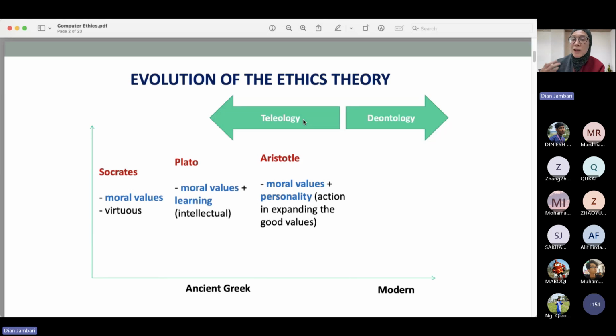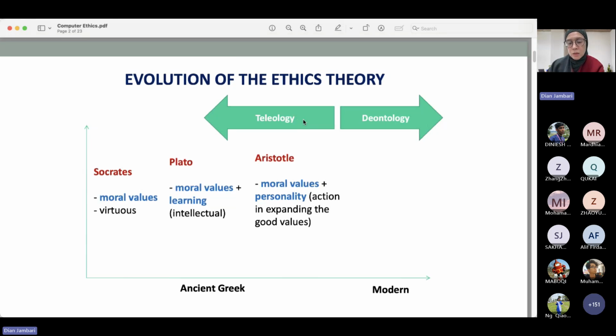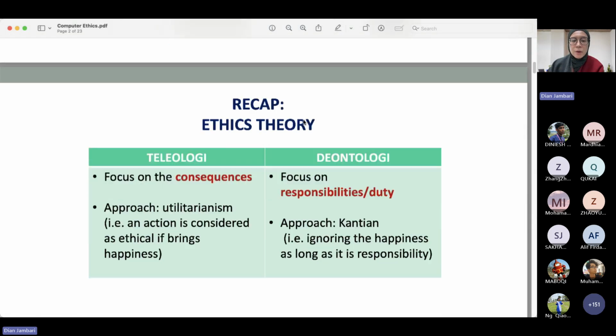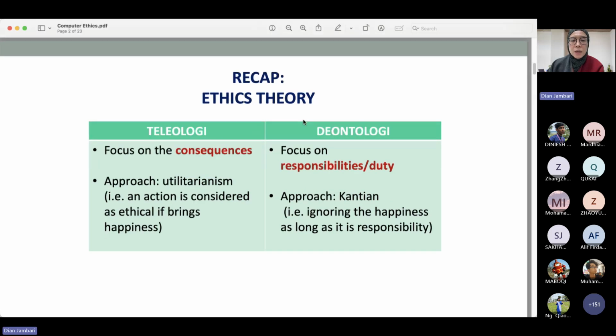Okay, so what we are practicing now, or what you understand about ethics now, as modern humans in our society, is actually based on deontology theory. This is just a recap on the ethics theory that you already know from earlier, from some of the topics that Dr. Masnisa has covered. So, again, a recap between teleology and deontology.